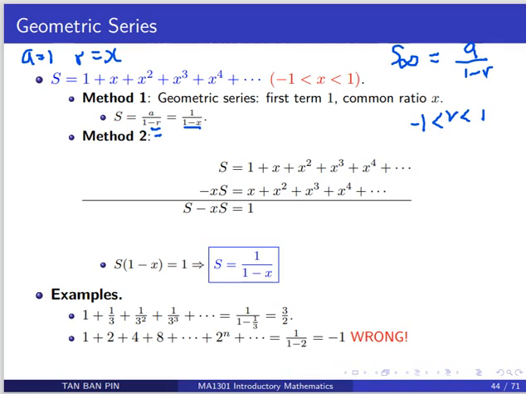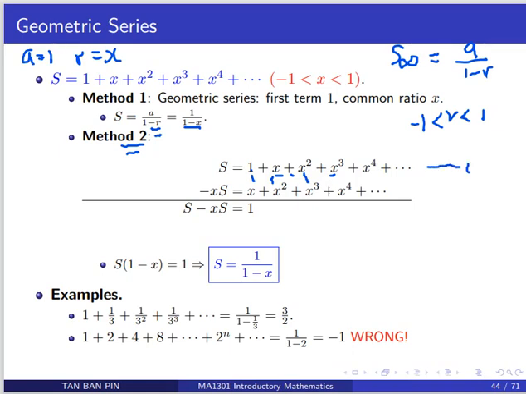We can also find the sum of 1 plus x plus x squared plus x cubed plus x to the power 4 using method 2, like what I did for recurring decimals. You start with s equal to 1 plus x plus x squared plus x cubed, and so on. Then you multiply the whole equation by x. If you multiply by x, then 1 becomes x, x becomes x squared, x squared becomes x cubed, and so on. And then you subtract the two equations.